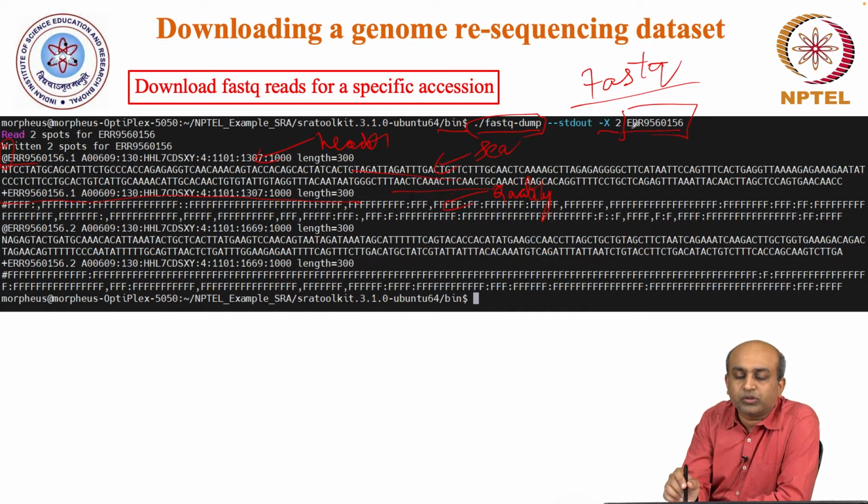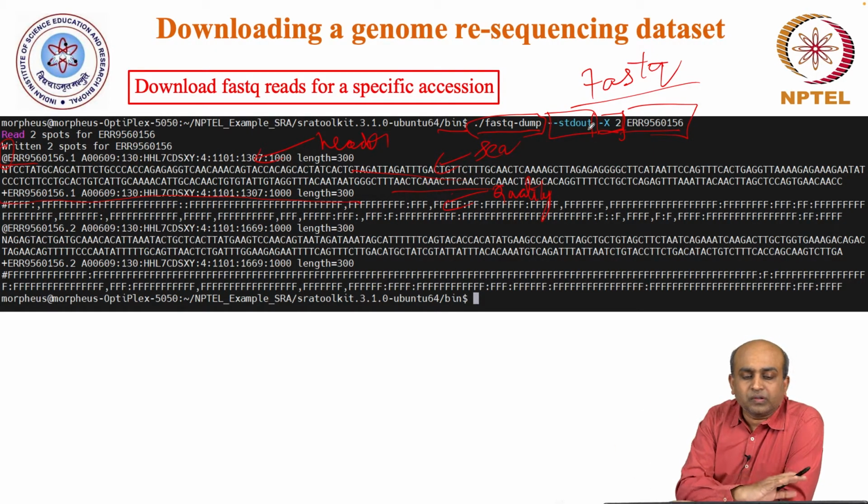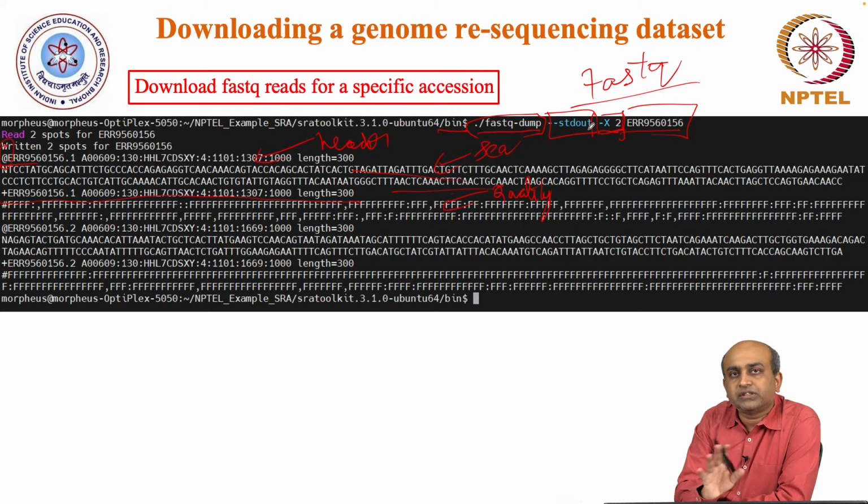If you don't want just the 2 reads, you don't specify this -x2 flag, and you don't specify the standard out, then it will just download it to your computer. So given any accession number, you can download datasets from SRA. This is a fairly straightforward tool which allows you to download large datasets from SRA. Of course, you can put it in a for loop to download multiple datasets. Similar to how we looked at downloading multiple genes in NCBI dataset, you can also download multiple accession numbers using the fastq-dump.